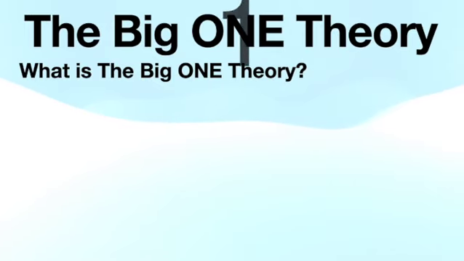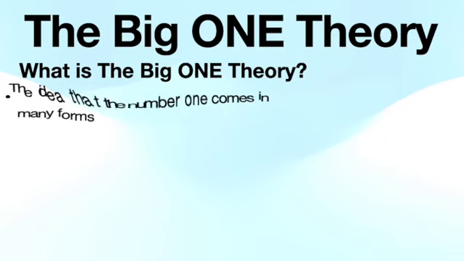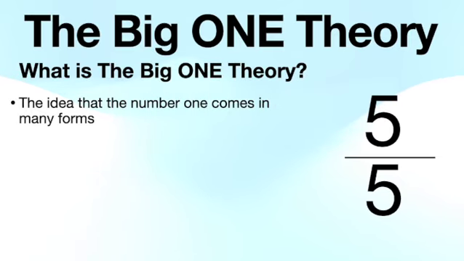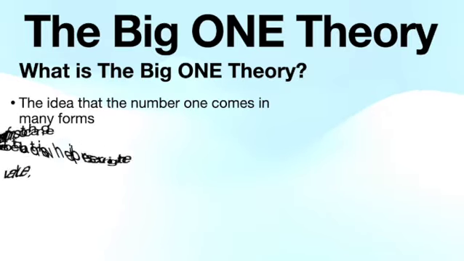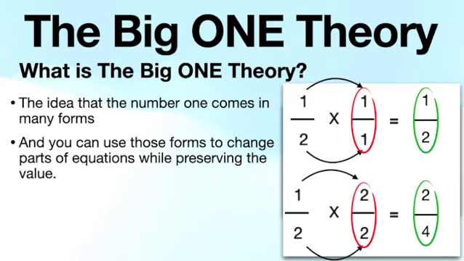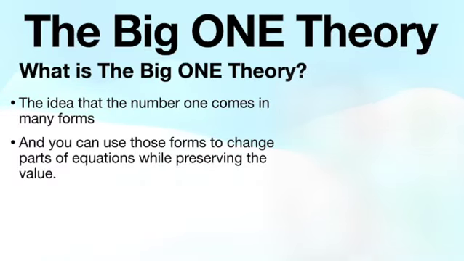Quick review of what the Big One theory is. I did do this in part 1 of this video, but we'll do a quick review. It's the idea that the number 1 comes in many different forms. In fraction forms, it's like 5/5. Numerator and denominator are the same. And you can use those forms to change parts of equations while preserving the value of that part of the equation.